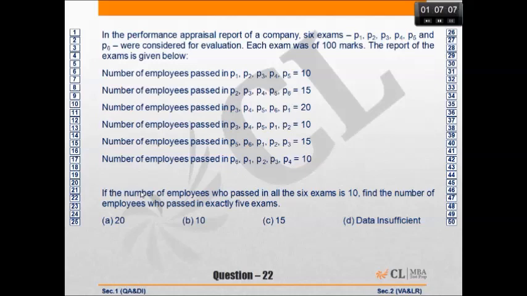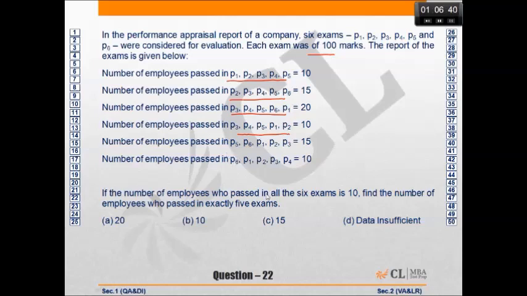In a performance appraisal report, 6 exams, P1, P2, P3, P4, P5, P6, were considered for evaluation. Each exam was of 100 marks. The report of exams is given below. Number of employees passed in P1 to P5 is 10, P2 to P6 is 15. I think I've done this kind of question earlier. So I done it earlier, so it should not be a problem.